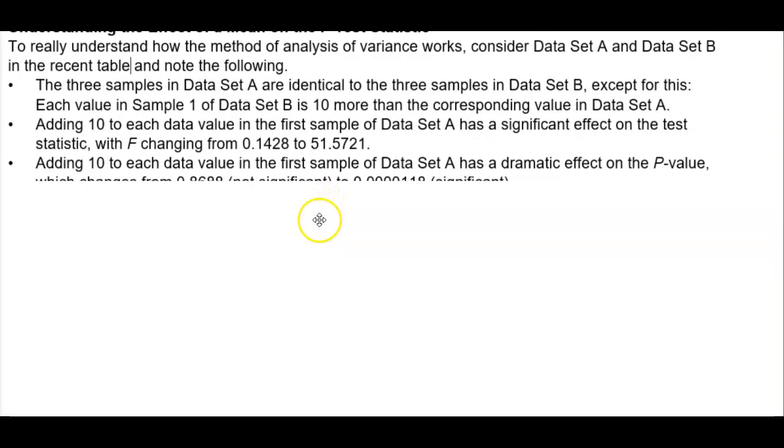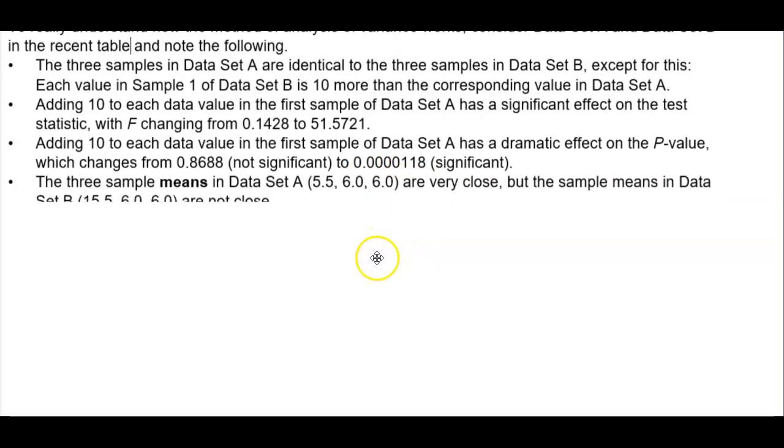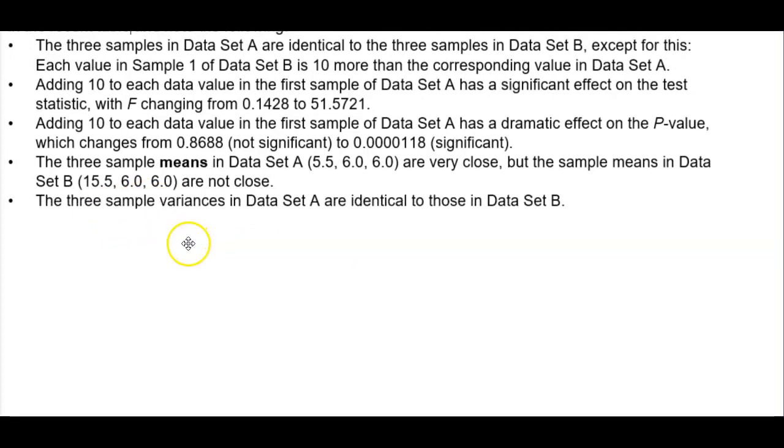Adding 10 to each data value in the first sample of dataset A also has a dramatic effect on the p-value, which changes from 0.8688, not significant, to 0.0000118, which is significant. Now, the 3 sample means in dataset A, which were 5.5, 6.0, 6.0, are very close. But the sample means in dataset B, 15.5, 6.0, 6.0, are not close.